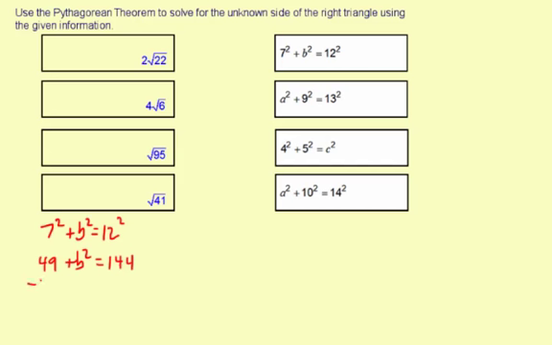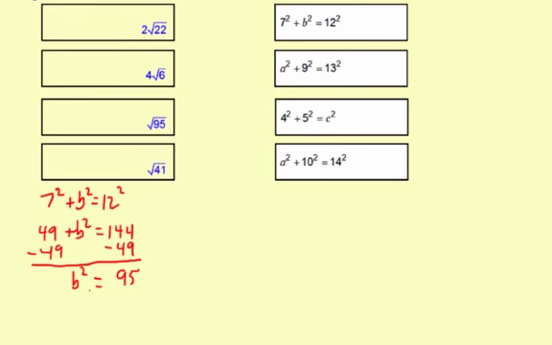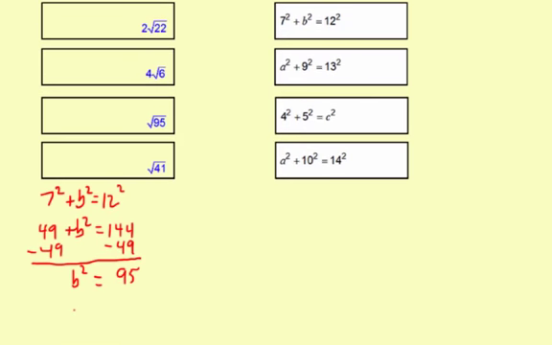Now I'm going to subtract 49. B squared equals 144 minus 49, which is 95. So I'm going to take the square root of both sides. So b is going to be equal to square root of 95.